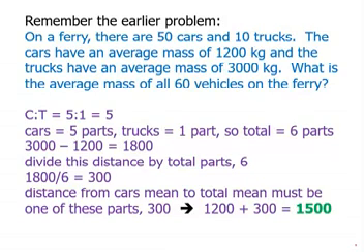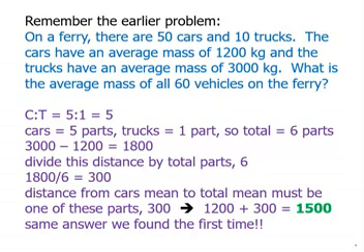We could also start from trucks, 3,000, move down 5 parts. Well, 5 times 300 is 1,500. 3,000 minus 1,500 is again 1,500. So this is the same answer we found the first time.